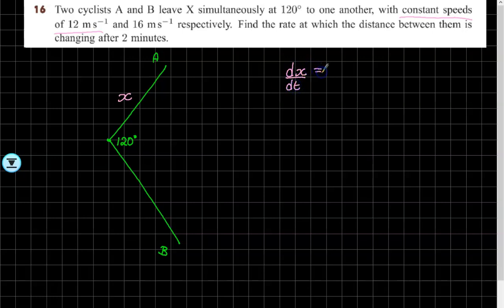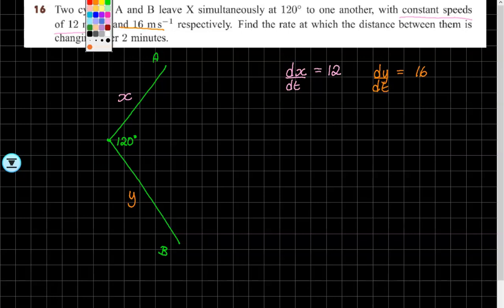So for any people who are colourblind, because I'm really going to rock the colours in a minute. Well, not in a minute, right now. Dx by dt. And then what about the 16 metres per second? That's the other cyclist, yeah? So what are we going to call that? We can't call that dx by dt. dy by dt. So that means that one's y. So dy by dt is 16.